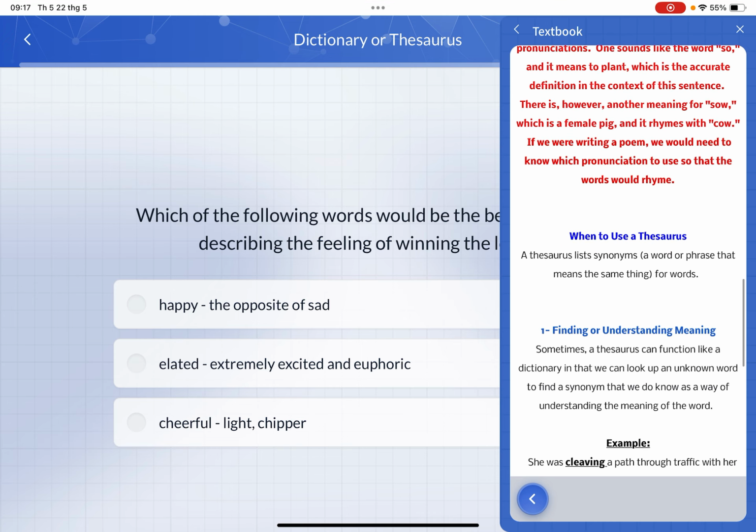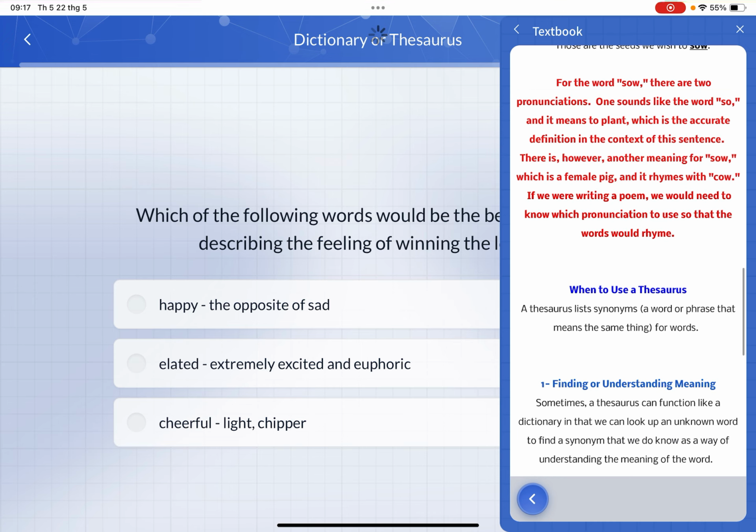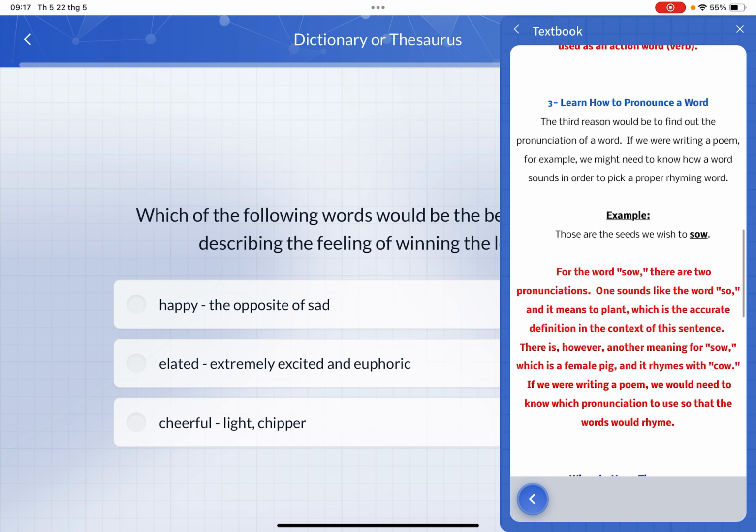And thirdly is to learn how to pronounce a word. The reason would be to find out the pronunciation of a word. Let's say we were writing a poem, for example. We might need to know how a word sounds in order to pick a proper rhyming word.